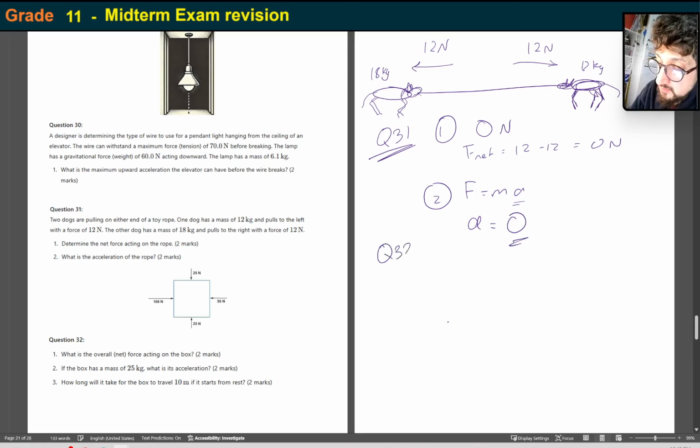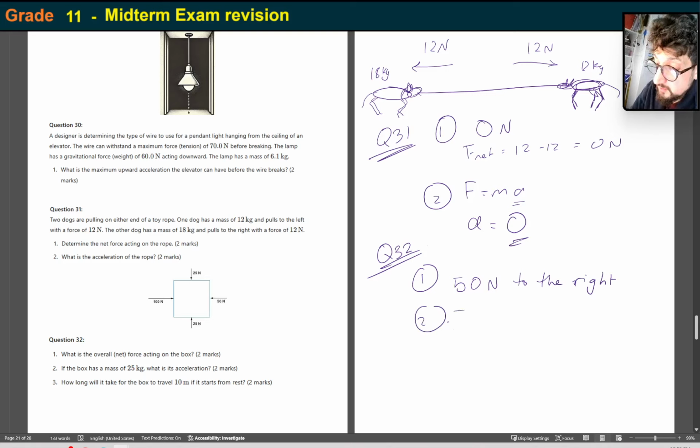Question 32. What is the overall net force acting on the box? Good. My grade 8s could do this, actually. So it is going to be 50 newtons to the right. Okay. Number 2 says, if the box has a mass of 25 kilograms, what is the acceleration?